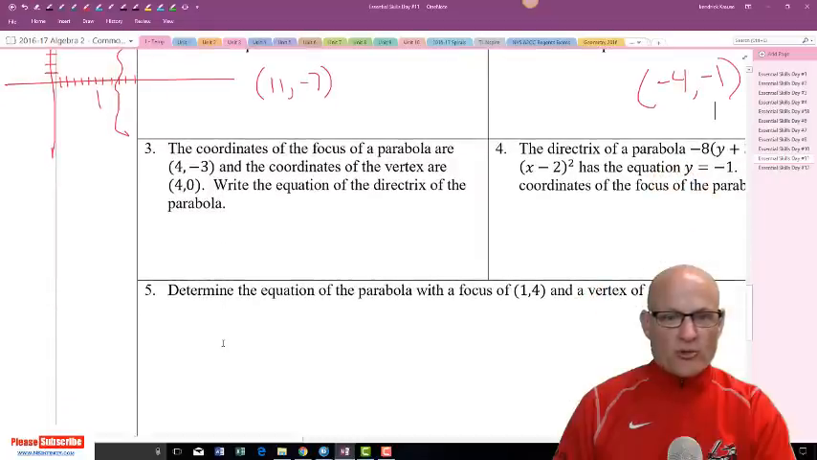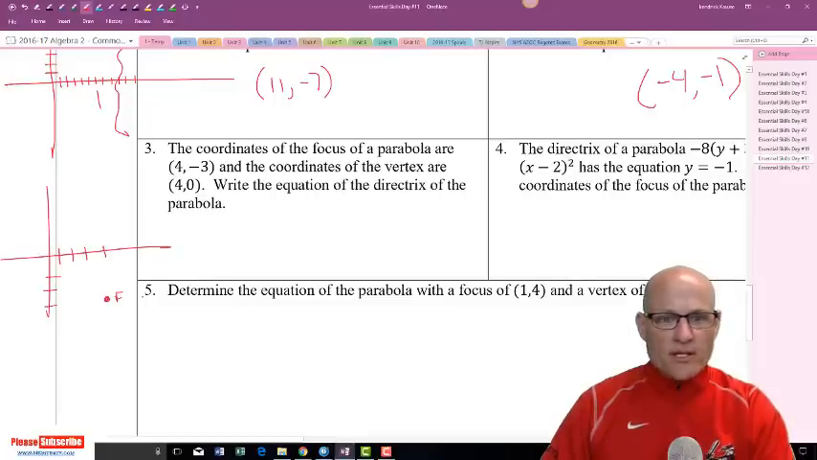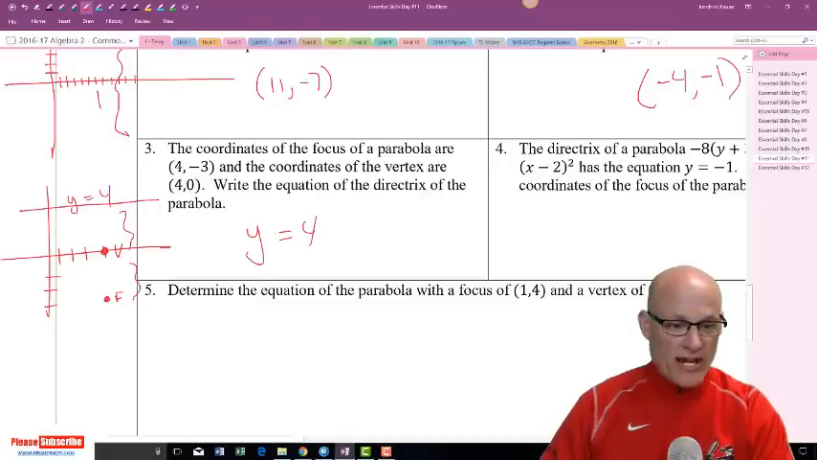The coordinates of the focus of the parabola are (4, negative 3). 1, 2, 3, 4, 1, 2, 3. So that's the focus. And the vertex is (4, 0). So this is the vertex. That means the directrix has to be up here at y equals 4, because the vertex is halfway in between.